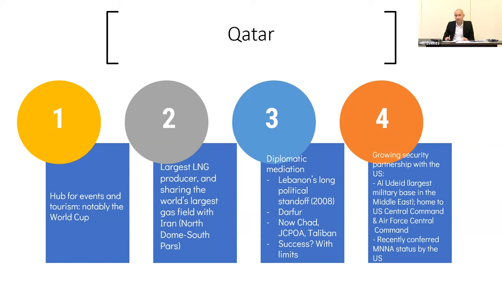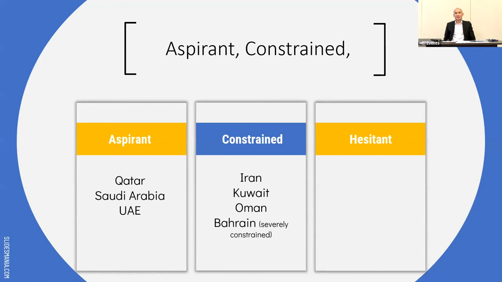So, I guess we are coming to the end of the presentation. I'm coming back to Saul Lee's categorization of the middle powers, and I'm going to completely remove that whole hesitant box. I'm emptying the hesitant box. Rather, I'd prefer to put those that do not have a proactive foreign policy under the constrained category.